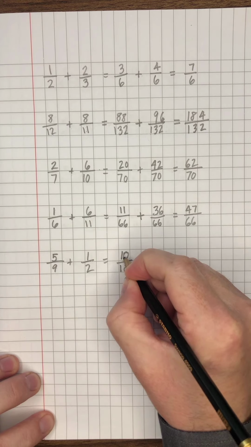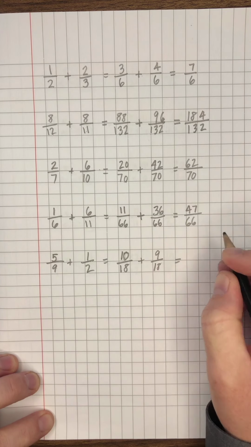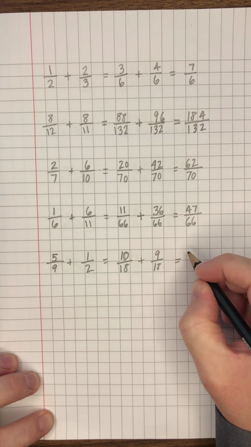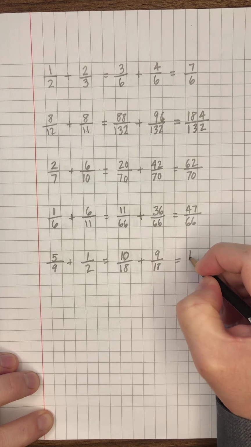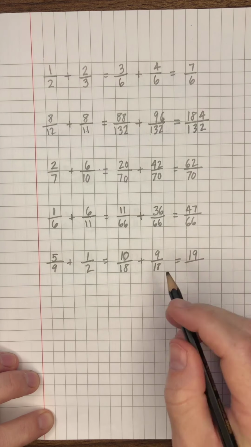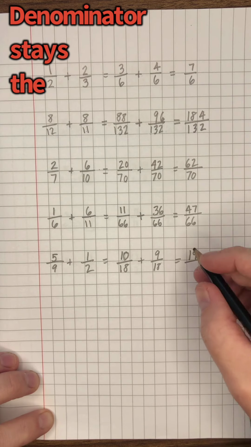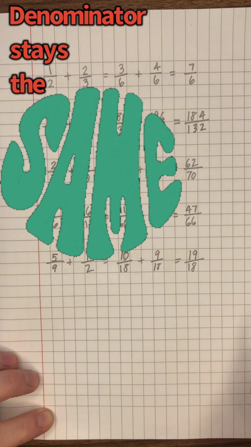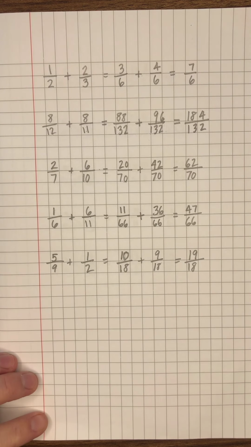So we will add 10/18ths plus 9/18ths. The numerators are the only thing you add, so you get 19 in the numerator, and the denominator stays the same. 19/18ths is your answer when we add those two unlike fractions.